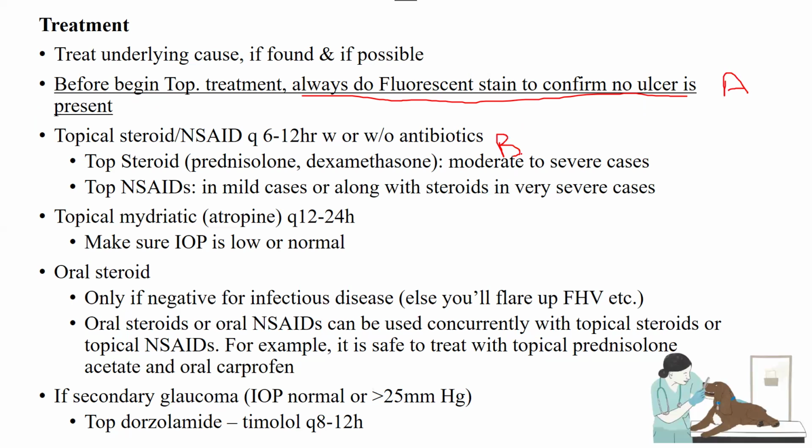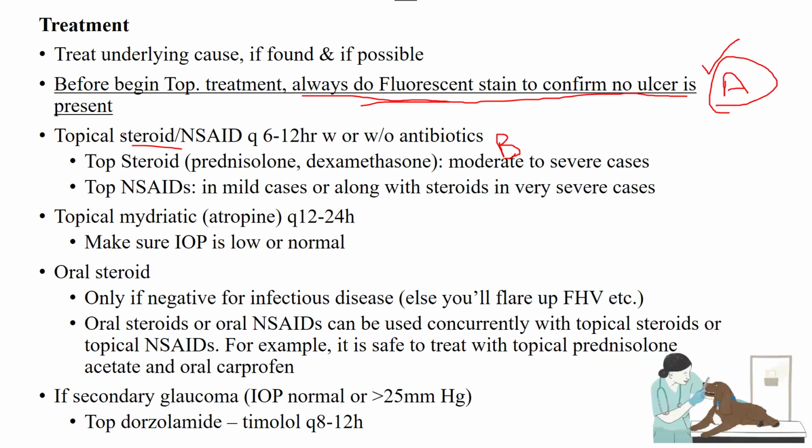So you are not going to jump on the application of steroids. You have to confirm. So option A is correct, because you have to first confirm there is no ulcer present. So before beginning of the topical treatment, always do fluorescent staining, because steroids are contraindicated in case of ulcers. So you are going to use a contraindicated drug there.